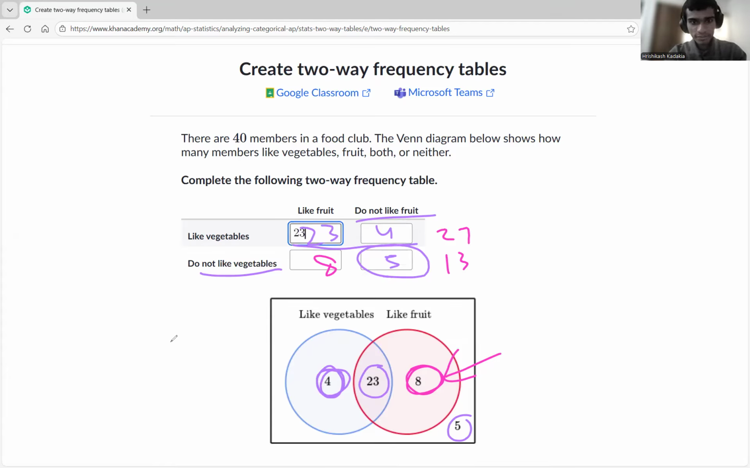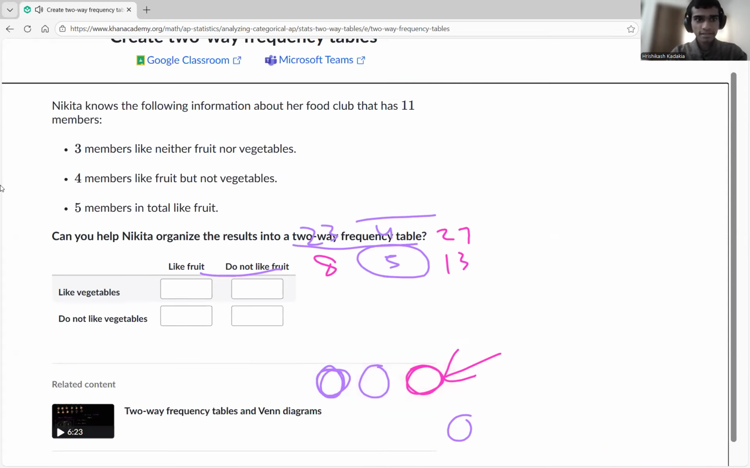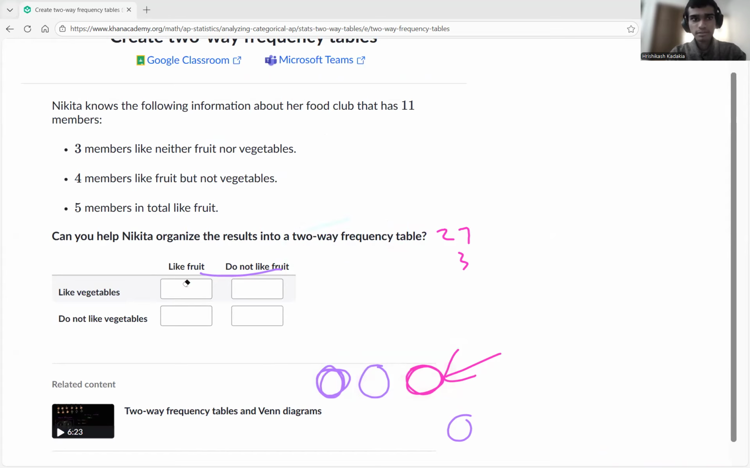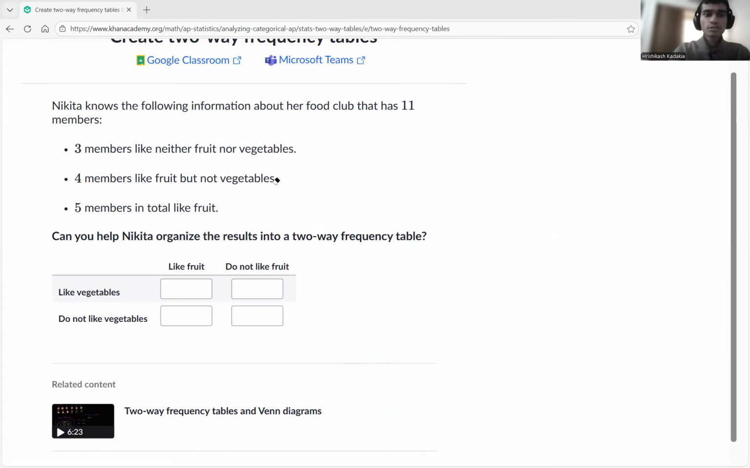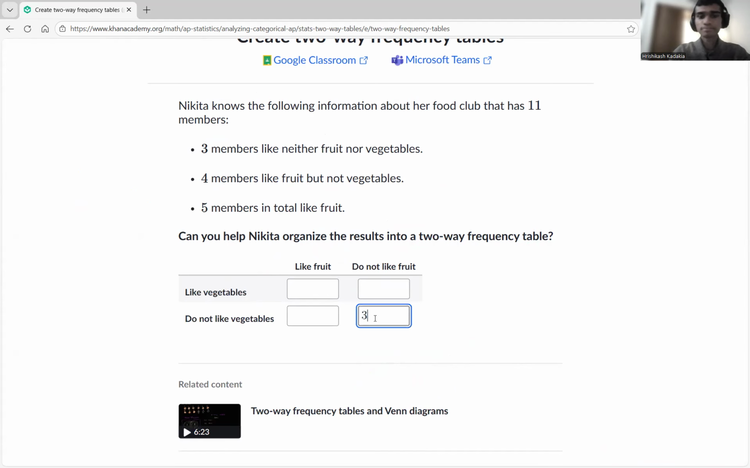Now, if you just try to put all the values over here, we insert 27, 23, 4, 8, and 5. Perfect. Now, Nikita knows the following information about a food club that has 11 members. Let me erase this. Three members like neither fruits nor vegetables, so they do not like fruit and do not like vegetables. That comes in here, three.